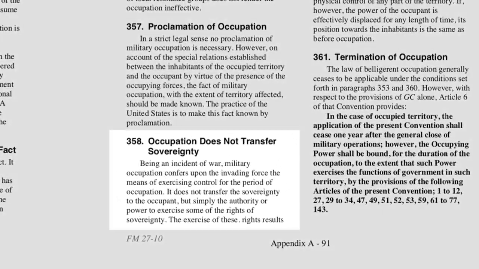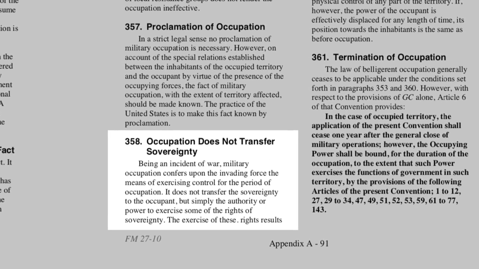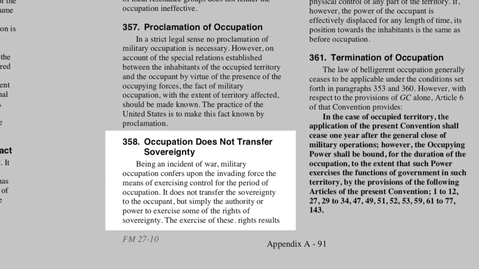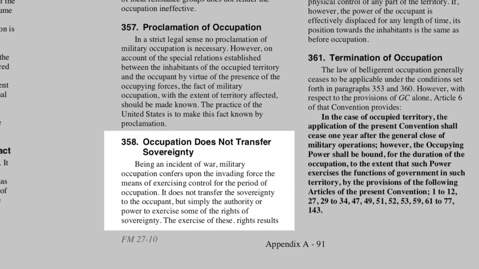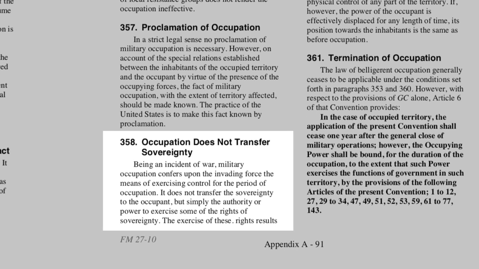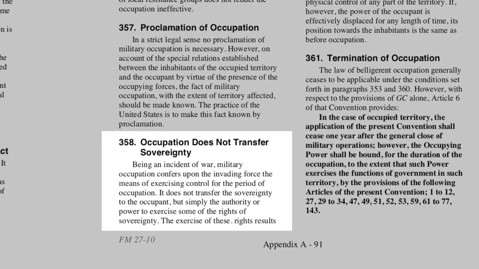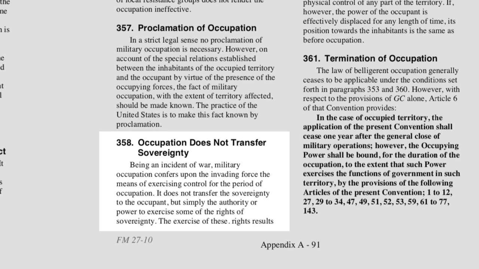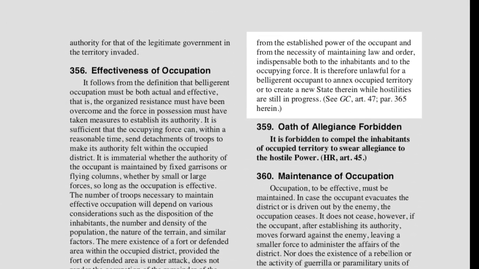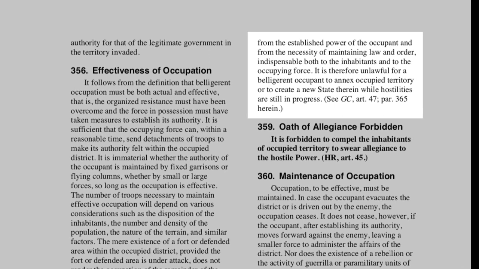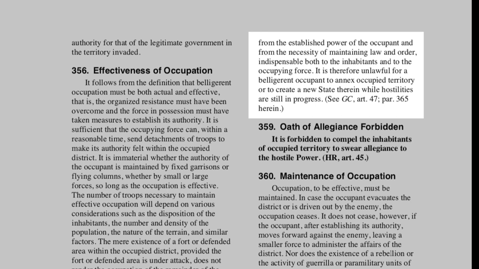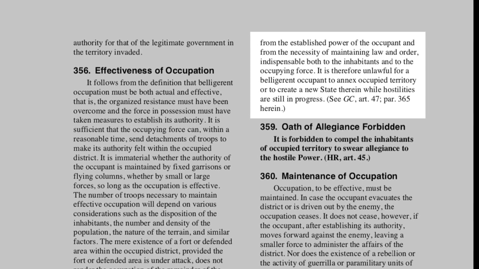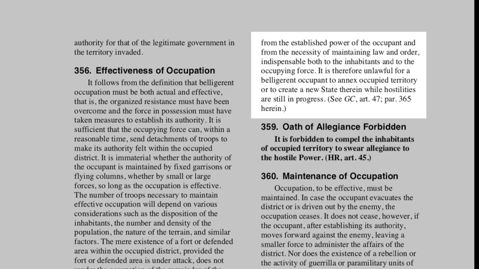Section 358, occupation does not transfer sovereignty. Being an incident of war, remember the act of war? Being an incident of war, military occupation confers upon the invading force the means of exercising control for the period of occupation. It does not transfer the sovereignty to the occupant, but simply the authority or power to exercise some of the rights of the sovereignty, meaning it's still separate. The exercise of these rights results from the established power of the occupant. Remember, effective control? From the necessity of maintaining law and order, indispensable to both the inhabitants and to the occupying force. It is therefore unlawful for a belligerent occupant to annex occupied territories or to create a new state therein while hostilities are still in progress.